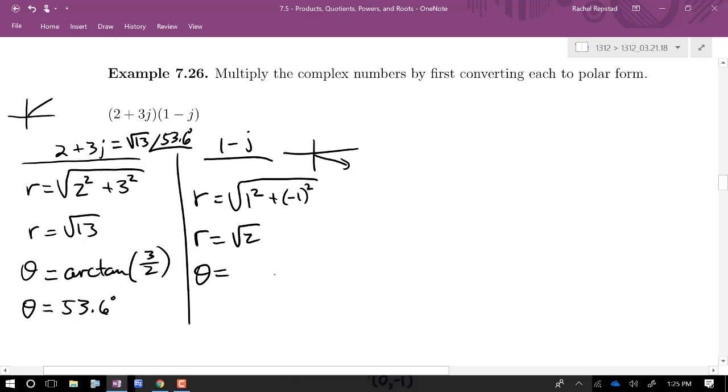Now my calculator is in degree mode right now. That's why I got 53.6 degrees before. Did you actually get 53.6 or did you get 56.3? I got 56.3. Yep. Funny you should ask. Thank you.